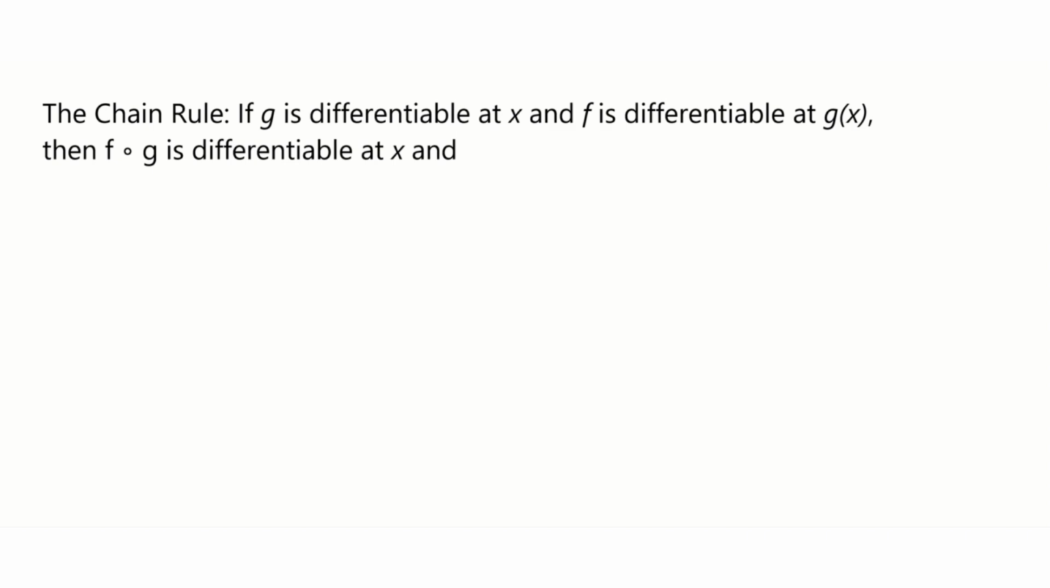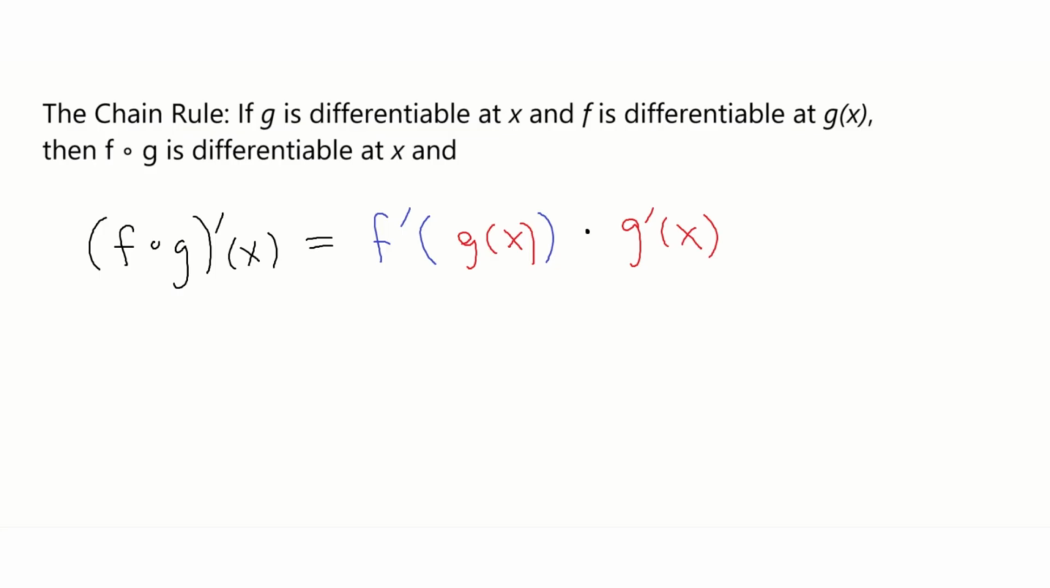The chain rule says if we have two differentiable functions, then the derivative of the composition is equal to the derivative of the outer function evaluated on the inner function. That means you leave the inner function alone, times the derivative of the inner function.